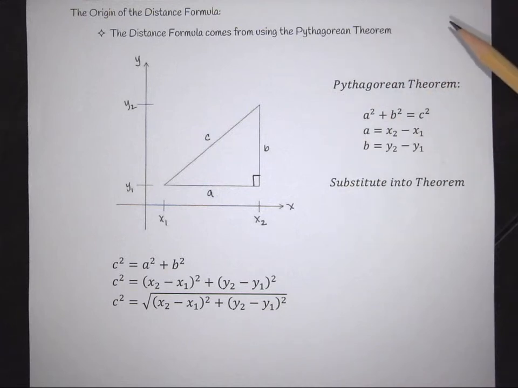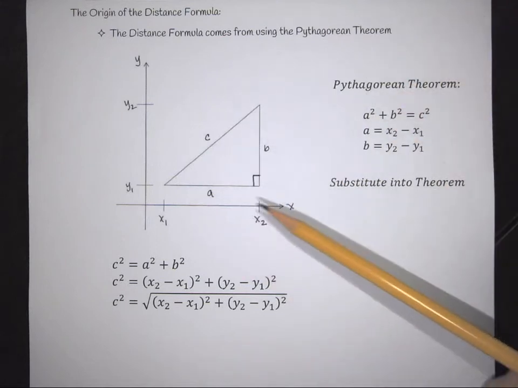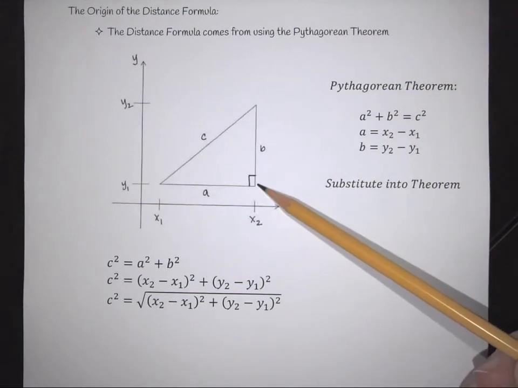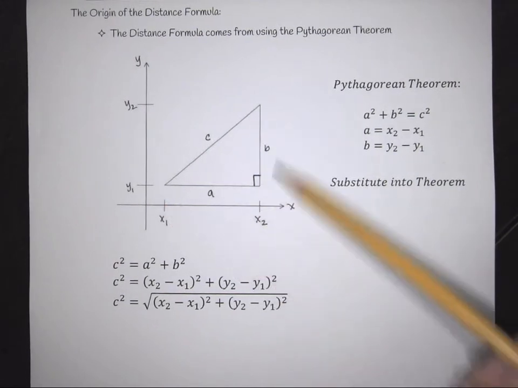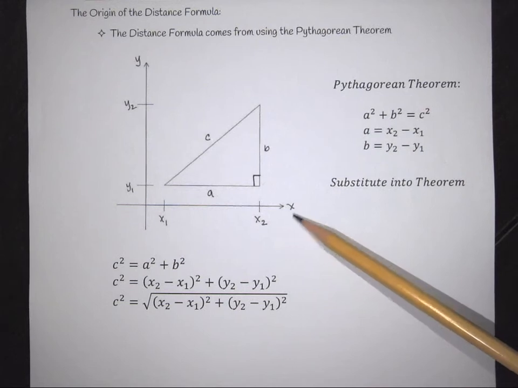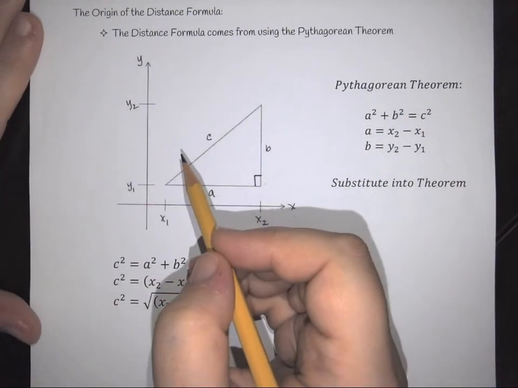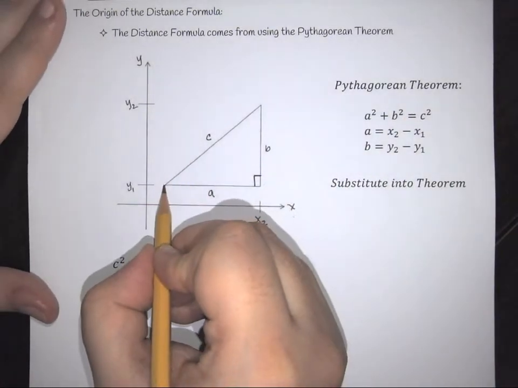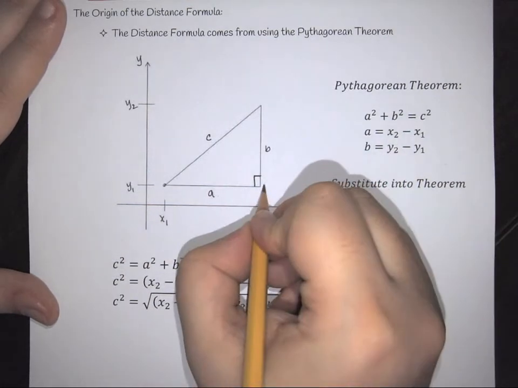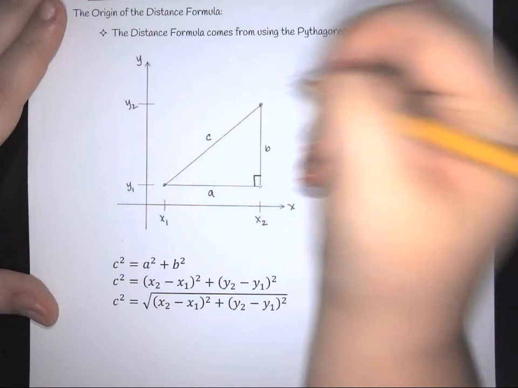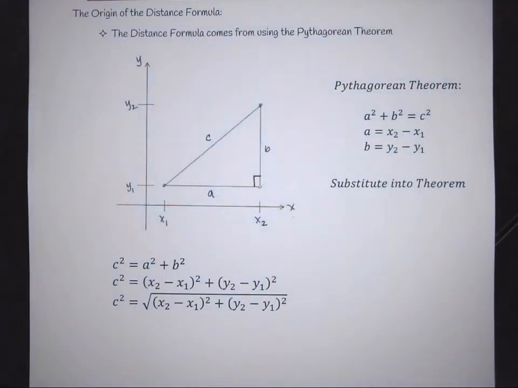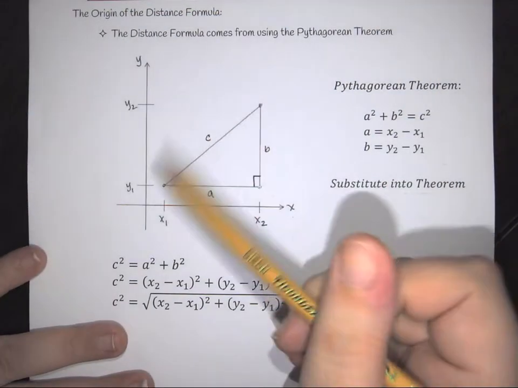Now, one thing that I find fascinating is the origin of where the distance formula comes from. So many students don't realize that the distance formula actually comes from Pythagorean's theorem. So if we take a look at it, what I've done here is I've taken a right triangle, which is what's needed for Pythagorean's theorem, and I have slapped it into a coordinate plane.